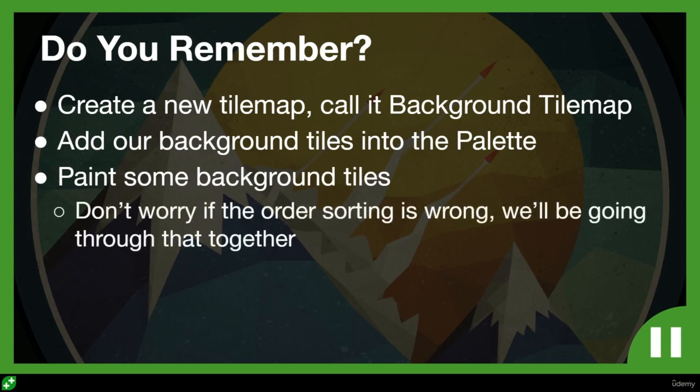And just a note, don't worry if the sorting order is wrong. We'll be going through that together. So if you're finding that your background is on top of the platforms or you can't see it, that's cool. Just find somewhere in your scene and paint down some of the background tiles. There's your challenge. I'll see you back here when you're done.